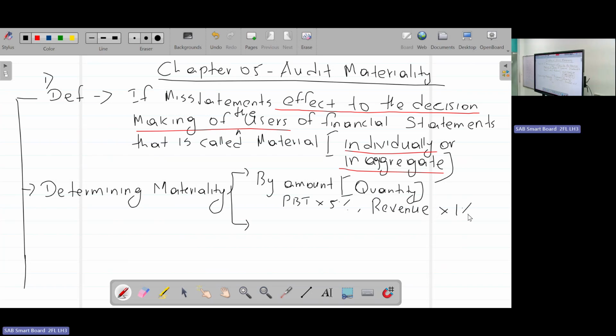Let's say revenue is 100 million, or 200 million, 1% is 2 million. So transactions above 2 million are material, below 2 million are not. That's how by amount you will determine and categorize material and immaterial. Clear?